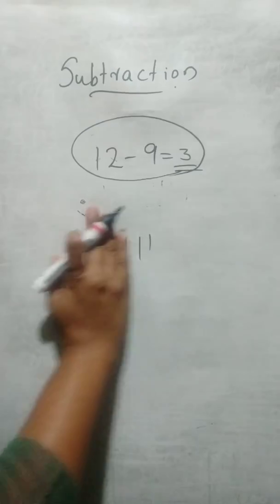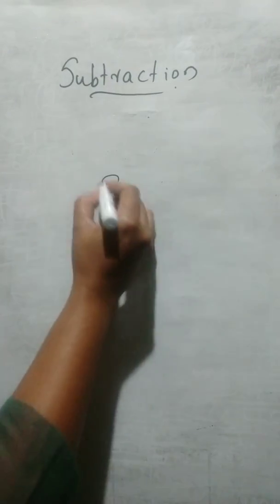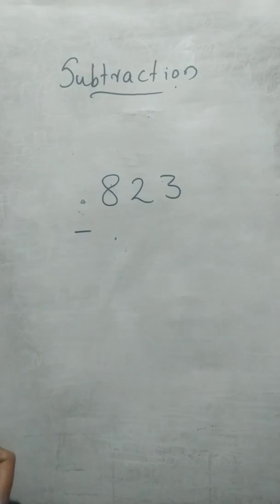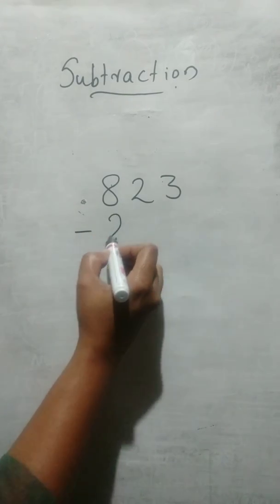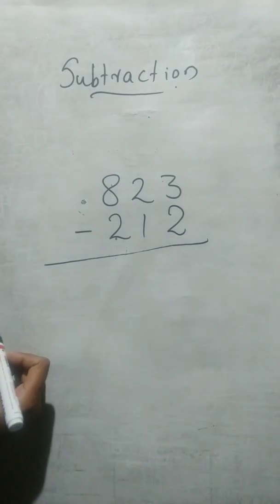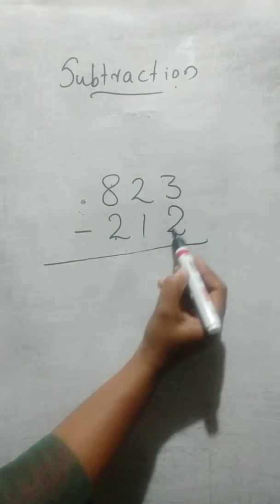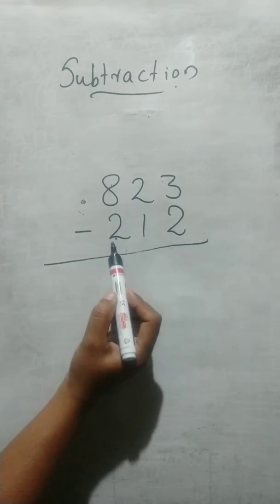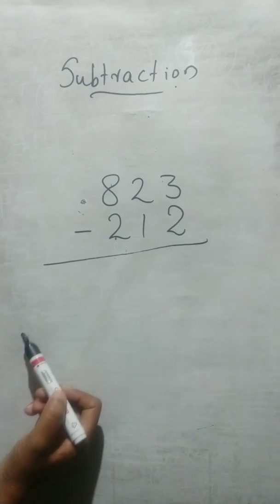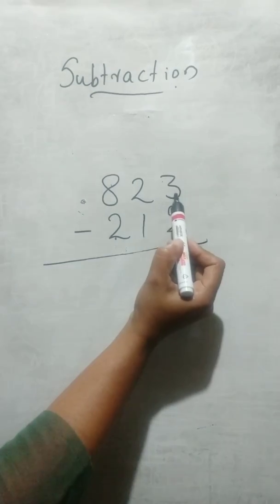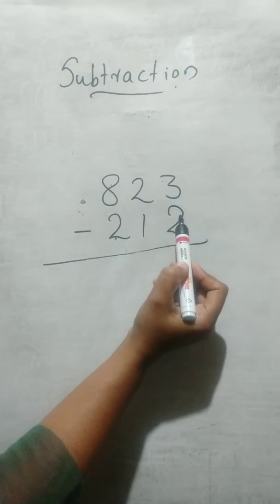Now we can subtract 3-digit numbers. That is, 823 subtracted by which number? 212. So, 3 minus 2. First, as in the addition, we have to do the calculation from the ones place onwards. Here, this is the ones place digits. Okay. Then, 3 minus 2.